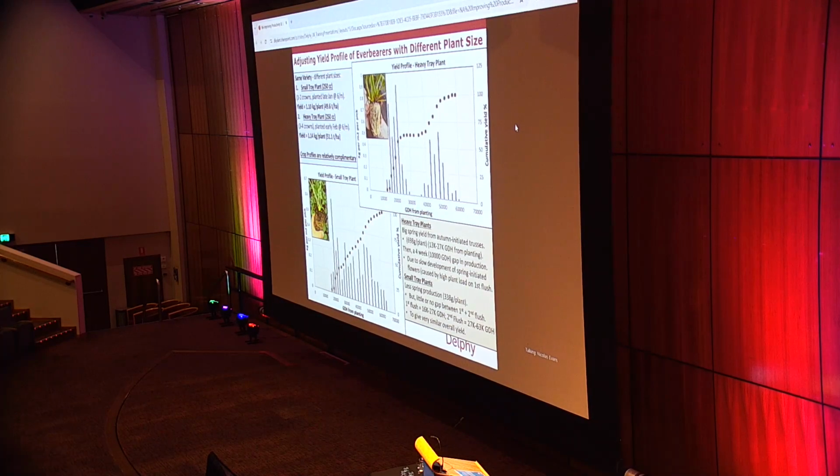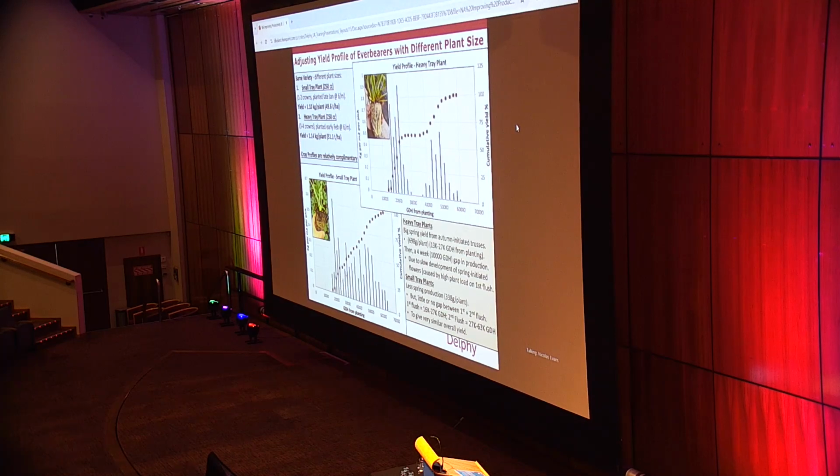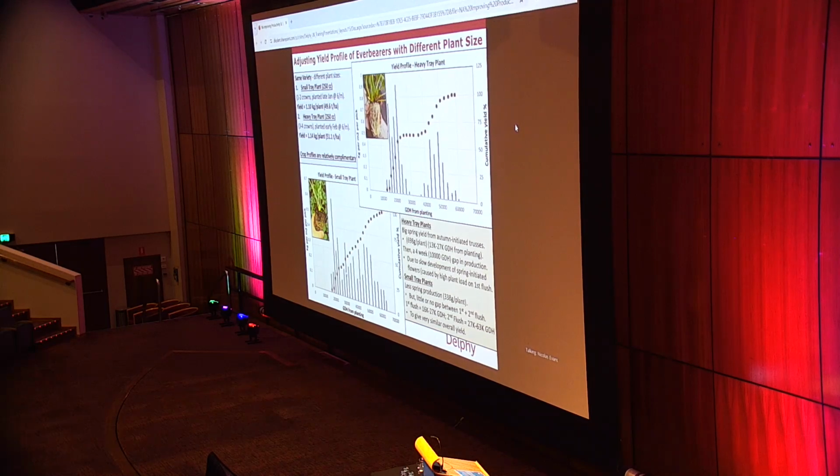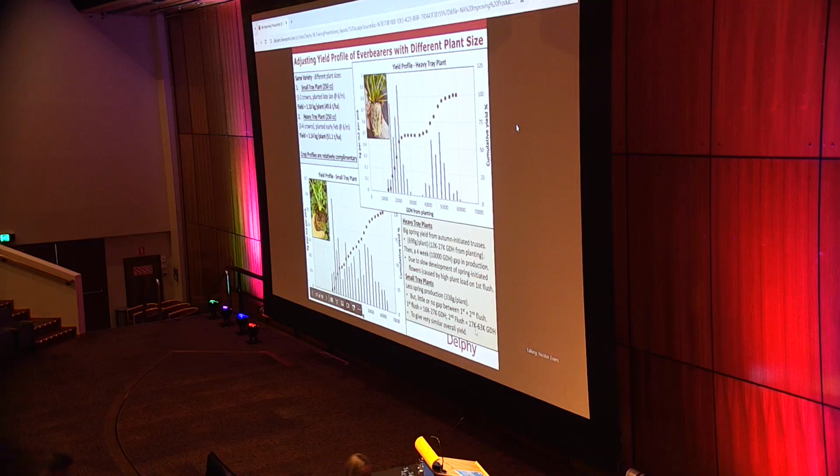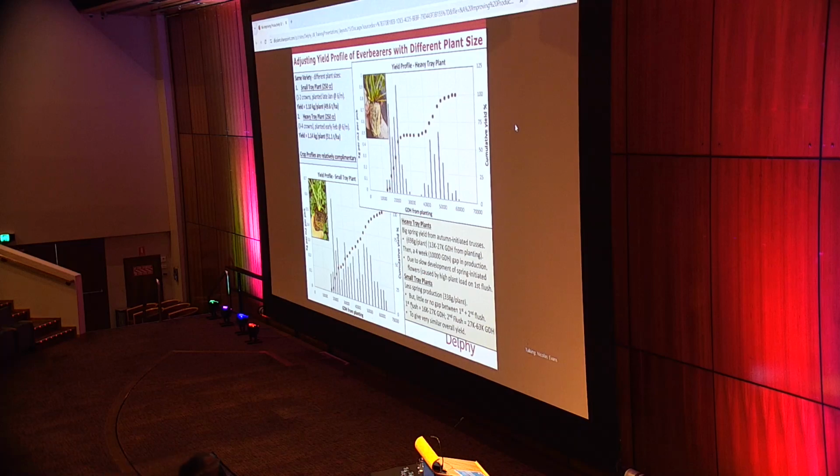And then looking at the small tray plants, it gave a lower spring yield, less than 400 grams a plant, but little or no gap between the first and second flush. Harvest started at 16,000 GDH and the first flush finished at 27,000. And the second flush came in pretty much straight in behind at 27,000 GDH through to 63,000. They gave a similar yield. So it's really a case of matching the plant type to your sales windows.